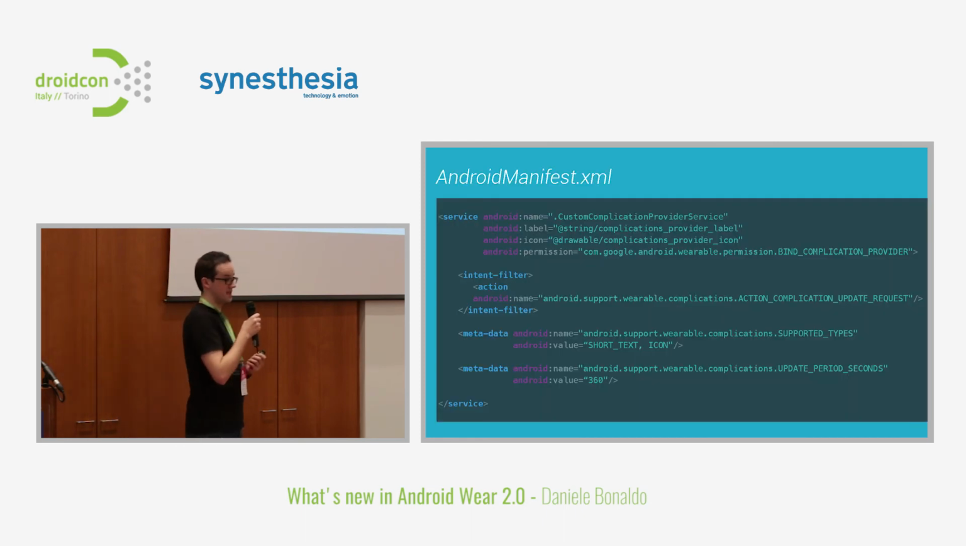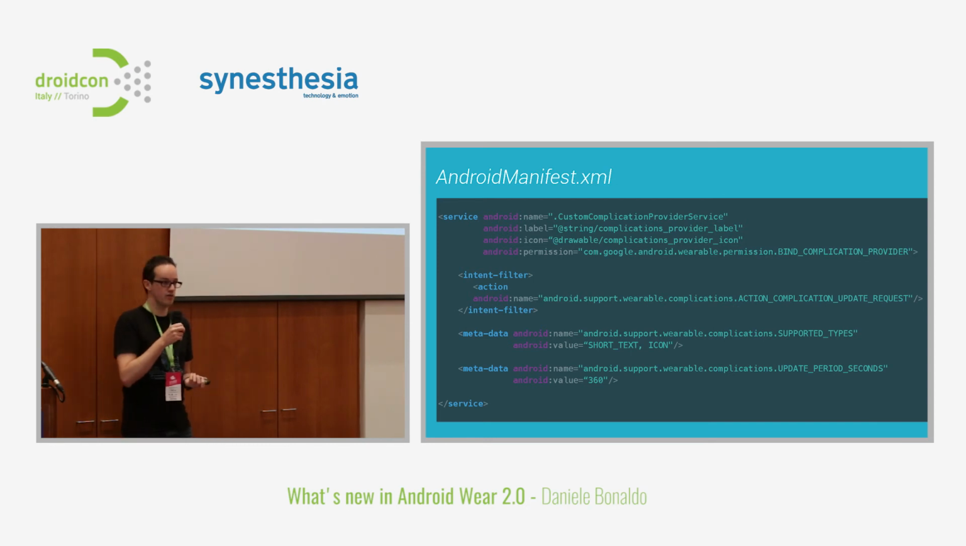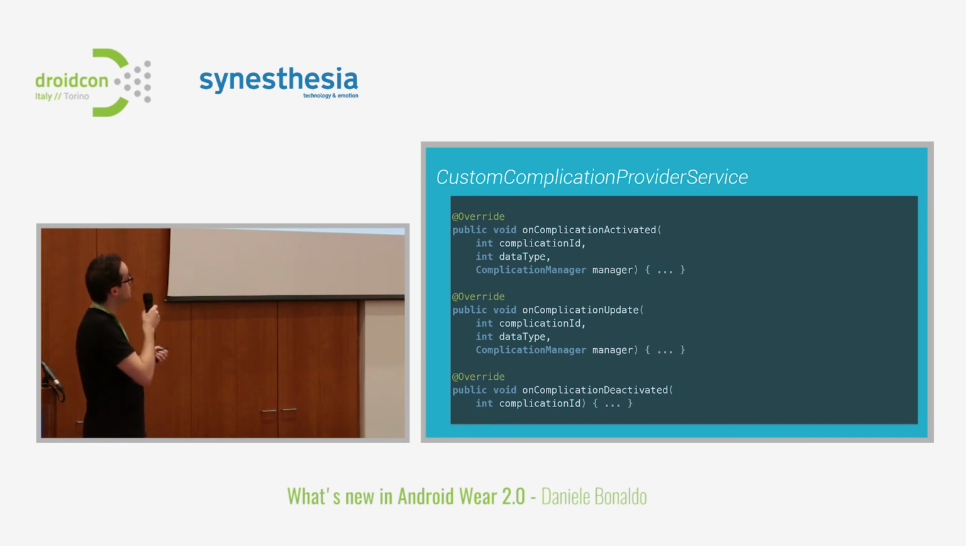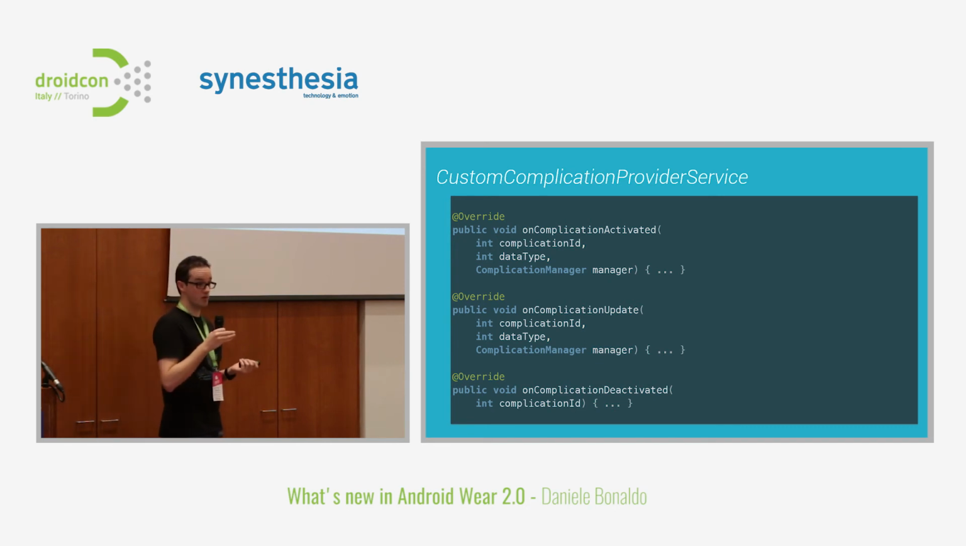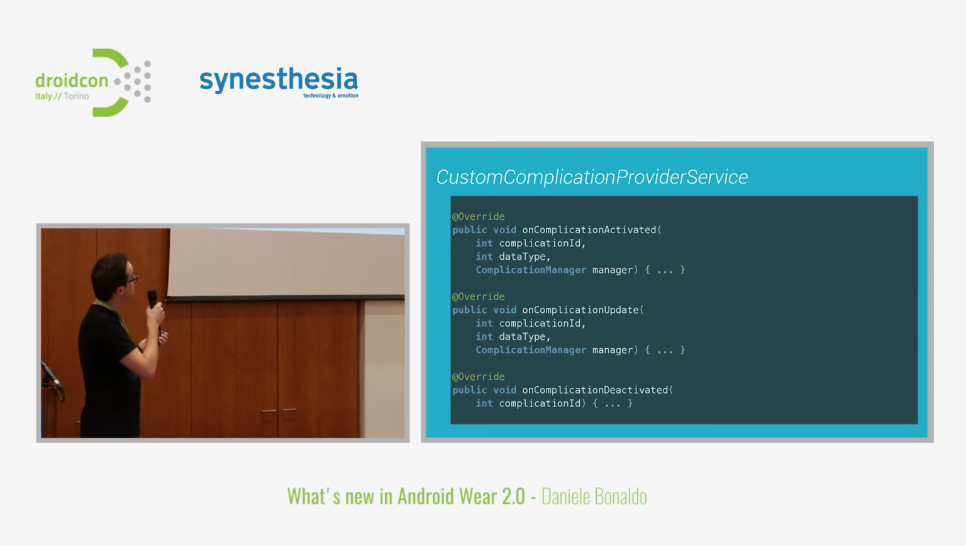Data providers are basically services, and as every service, you have to define them in your manifest. It's important to specify this action, which basically tells the system, hey, this service is going to provide some data for watch faces, and especially is providing this type of information. So the system already knows that it needs to query this data provider only when requested for short text and icons. If the watch face requires large icons or, I don't know, big text, this data provider is not queried.